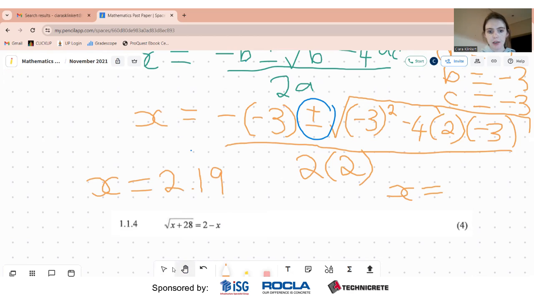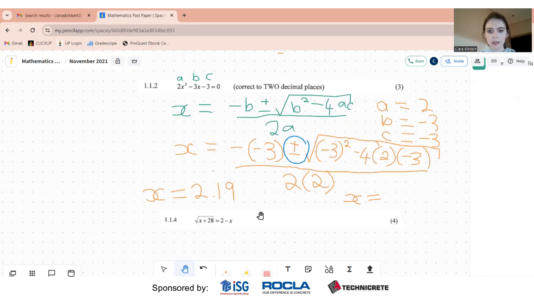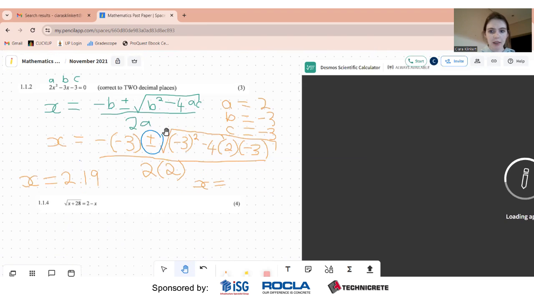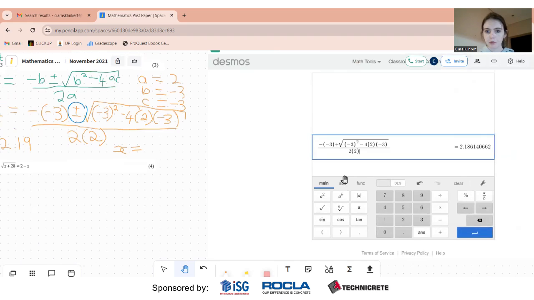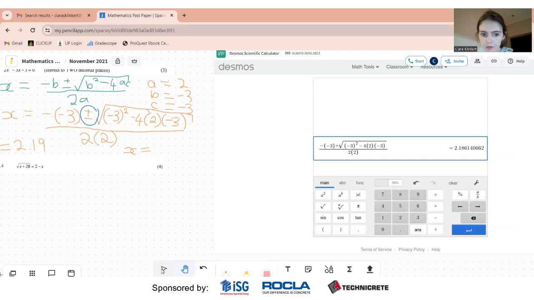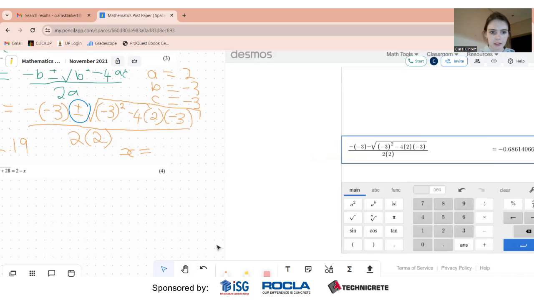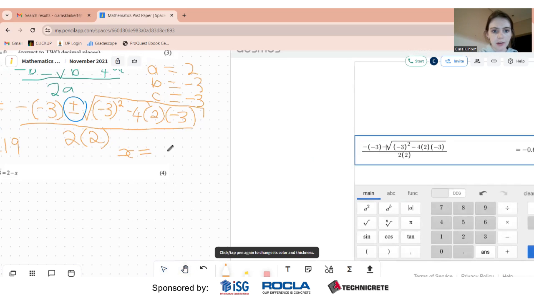2.19. Now we consider the case where we say minus the root. In this case, we get negative 0.69. So that is our answer. And now you can see we used the quadratic formula to find the two solutions to our problem.